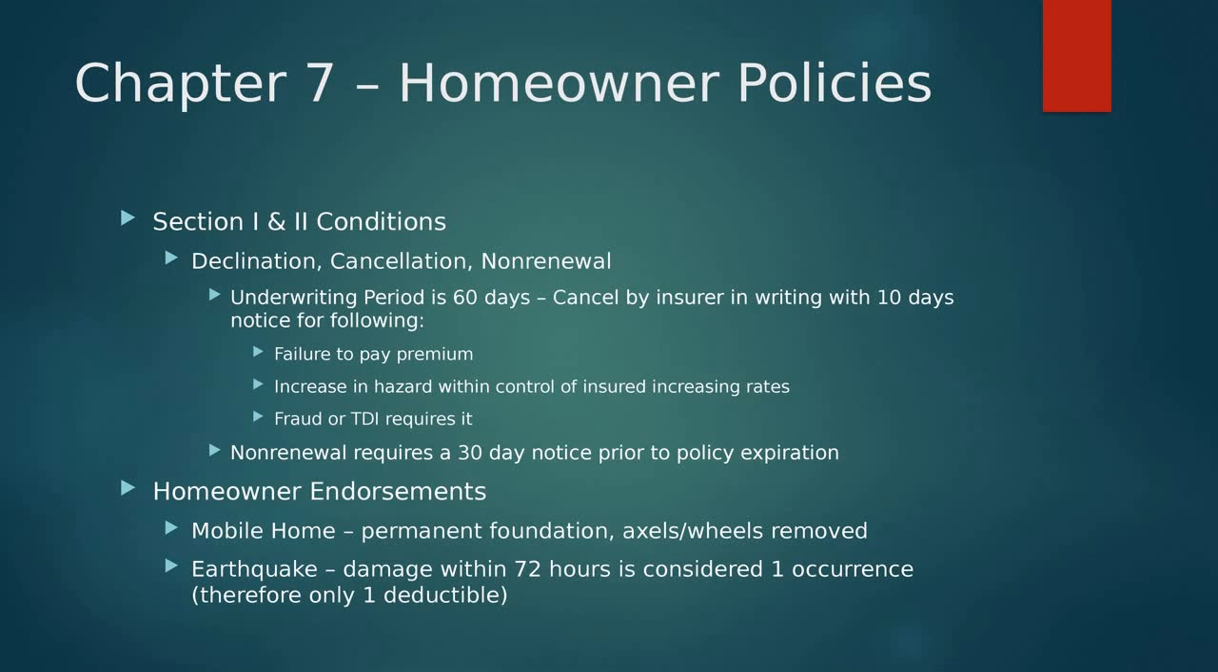When we're talking about homeowner endorsements, there is the ability to get a homeowner mobile home endorsement. The mobile home has to be on a permanent foundation, with the axle and wheels removed. You can get an earthquake endorsement to cover ground-shaking earth tremors. This would cover any damage within a 72-hour period to be considered one occurrence, with only one deductible applying in that case.